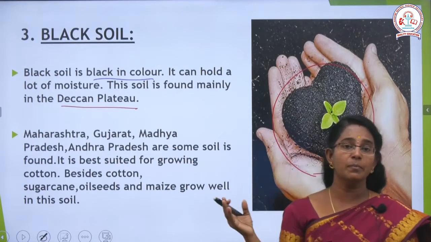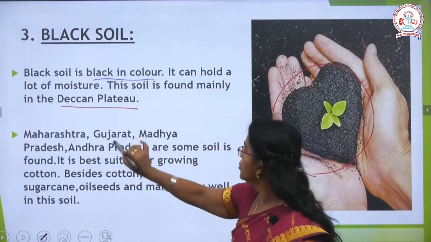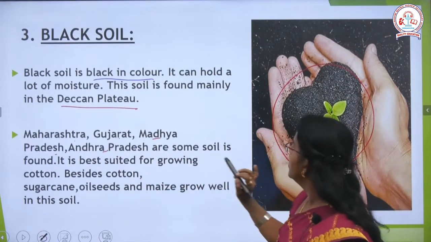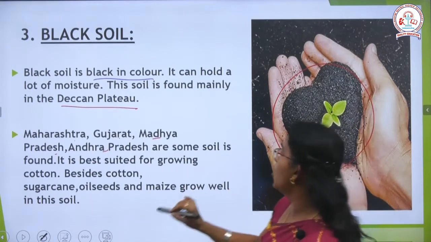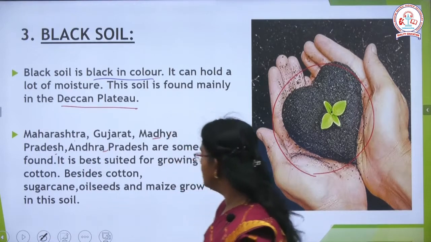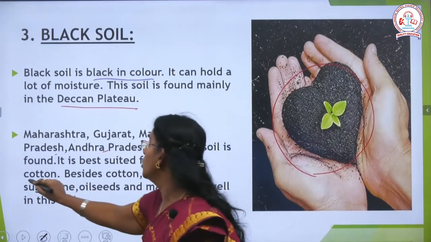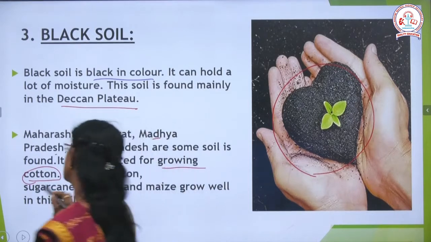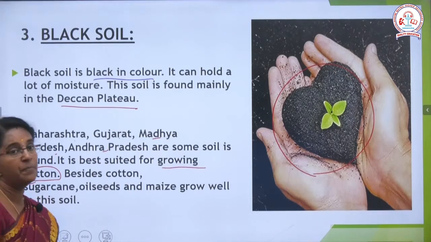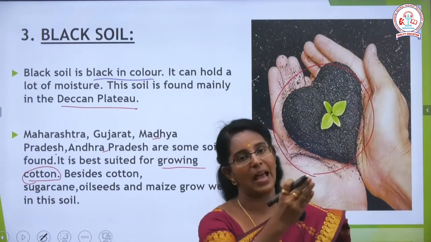Next, where are the places we will see it? Maharashtra, Gujarat, Madhya Pradesh and Andhra Pradesh. So these are the places we will see black soil. It is best suited for growing cotton. Cotton will grow perfectly in black soil.